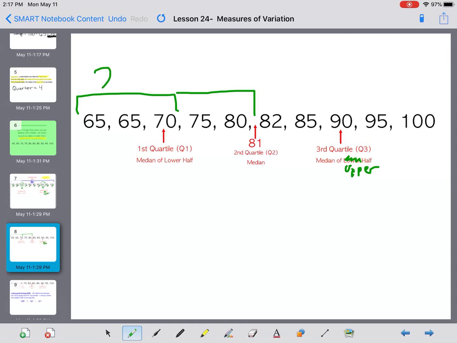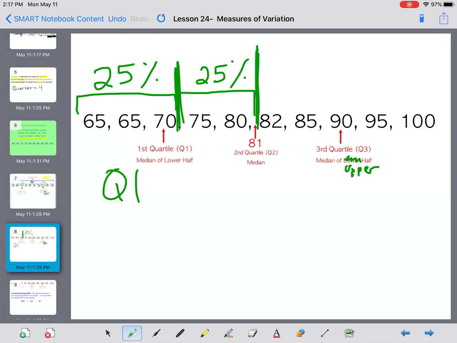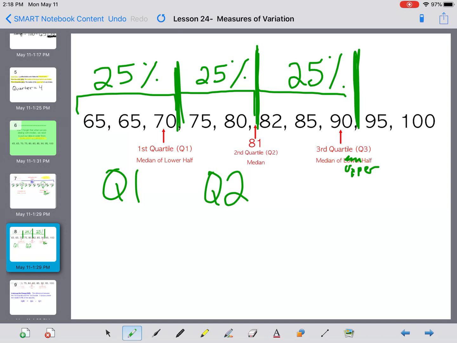What that means so far is that 25% of our data falls below quartile 1. And what that means is that another 25% of our data falls in quarter 2. Are you seeing the pattern now? Then going from quarter 2 to quarter 3, another 25% of our data falls there. And finally, you guys, the last quarter of our data falls right here.